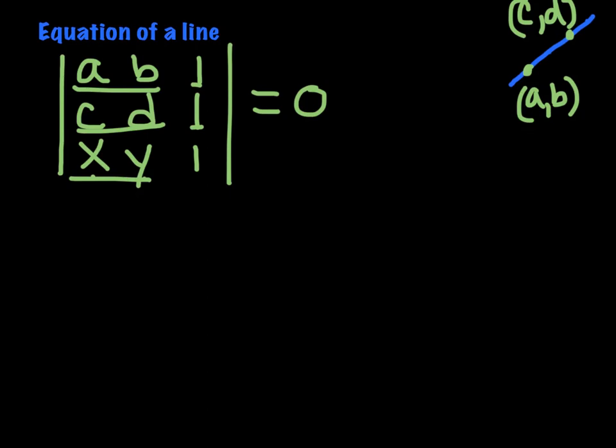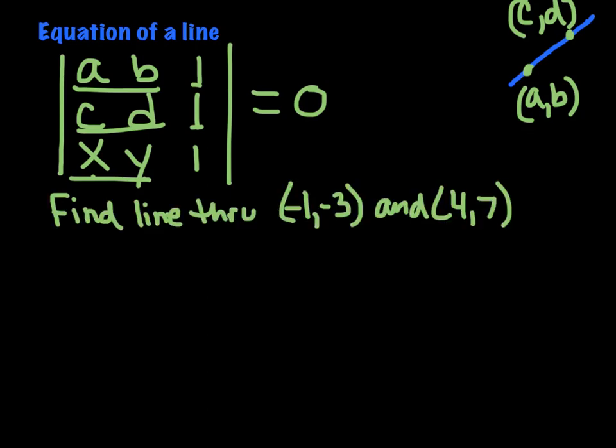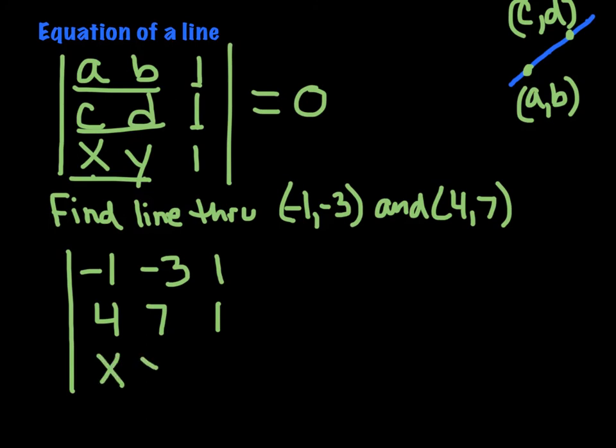Alright, so last example. We're going to use a determinant to find the line through -1, -3, and 4, 7. So yes, you've already learned lots of other ways to find this line, but we're going to now do it the determinant method. I'm going to set it up. -1, -3, 1, 4, 7, 1, and x, y, 1. And I'm going to do my downs first. Oh, I'm sorry. First I'm going to copy my 2 columns.